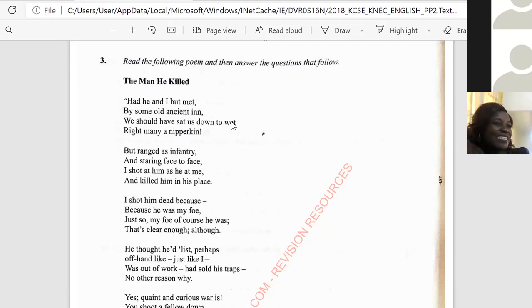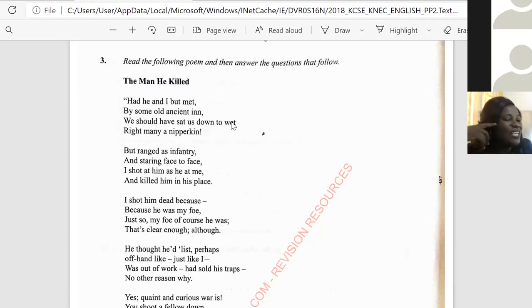Then the persona is asking himself, why did I kill him? So he's giving himself reasons, right? He's giving himself reasons. That I shot him because, look at that dash. Because punctuation marks are very important in poetry. That dash is making us see that he's having doubts. You know, he doesn't have a real reason for killing him.